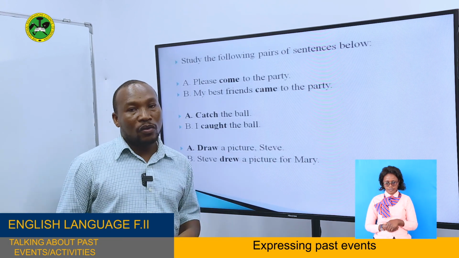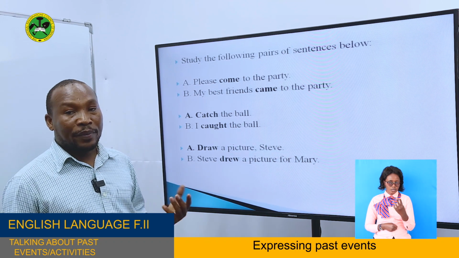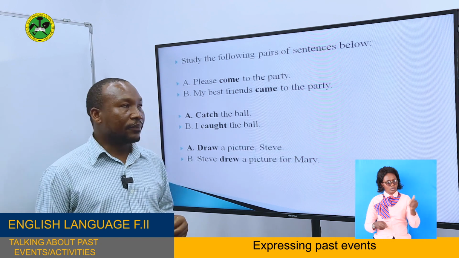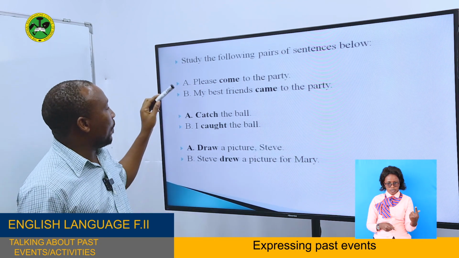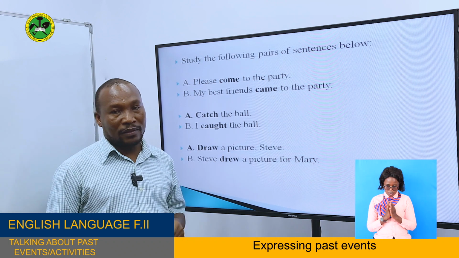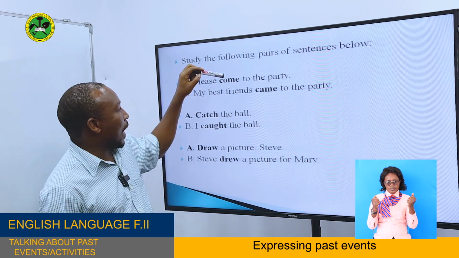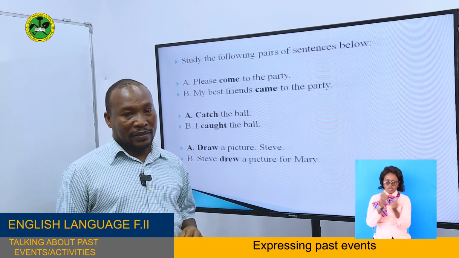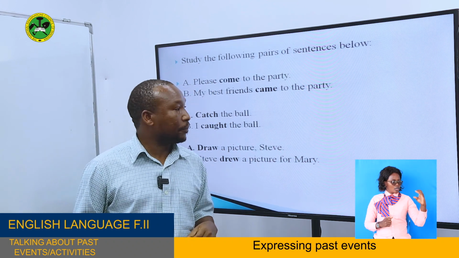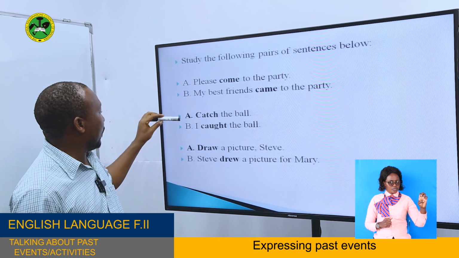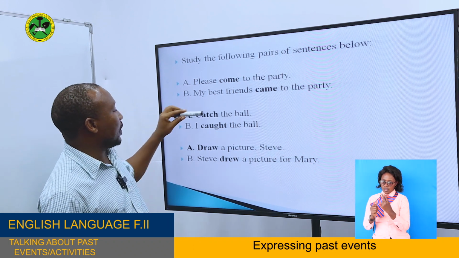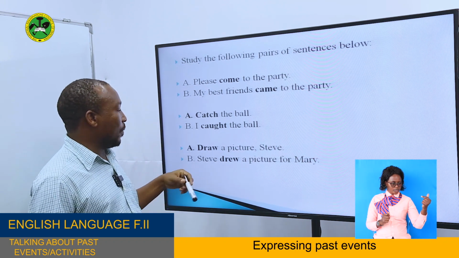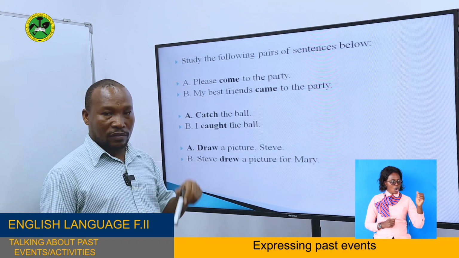Let us see how irregular verbs appear in various sentences. First group: Please come to the party. Simple present: come. My best friends came to the party. Simple past. Second group: Catch the ball. Then catch is a verb. It will change to, I caught the ball.